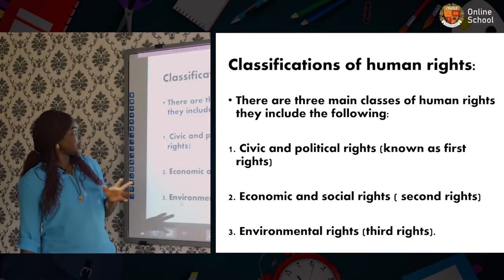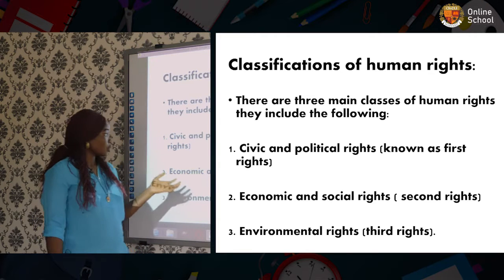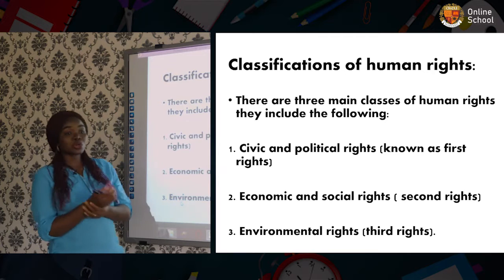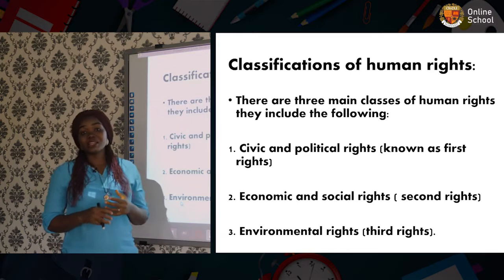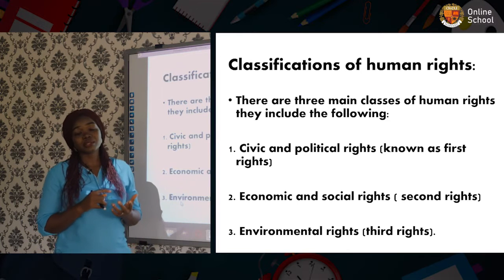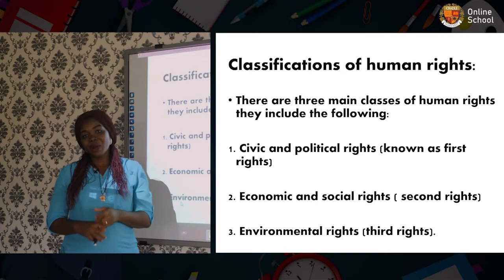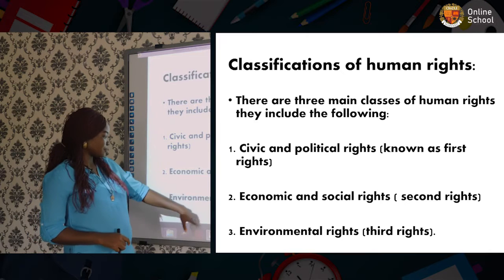Now, there are three main classes of human rights, and they include the following. Number one, the civic and political rights, which are also known as first rights. Number two, economic and social rights, which are also known as second rights. And number three, environmental rights, which are also known as third rights.